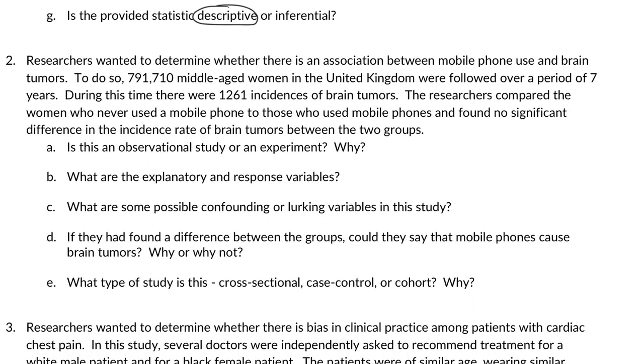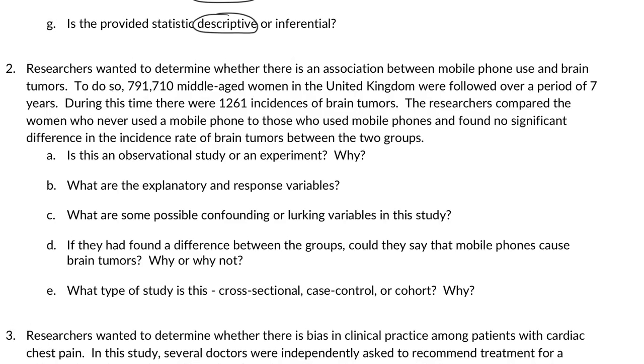Number 2. Notice that we're now getting more information in the little blurb. It says researchers wanted to determine whether there is an association between mobile phone use and brain tumors. To do so, 791,710 middle-aged women in the UK were followed for over a period of 7 years. During this time, there were 1,261 incidences of brain tumors. The researchers compared the women who never used a mobile phone to those who used mobile phones and found no significant difference in the incidence rate of brain tumors between the two groups.